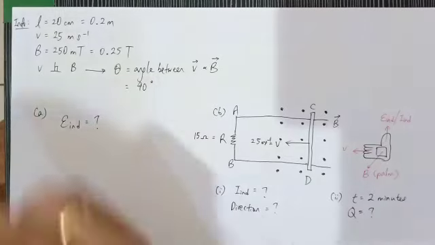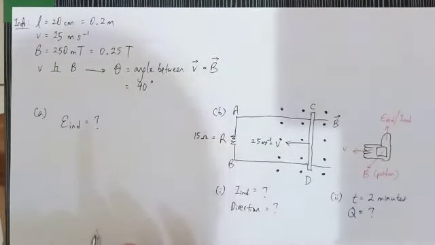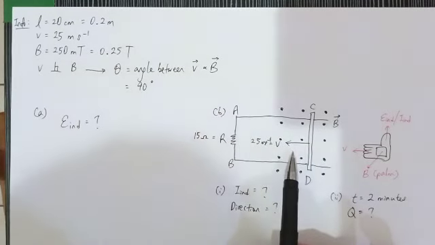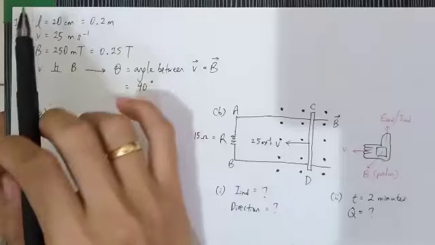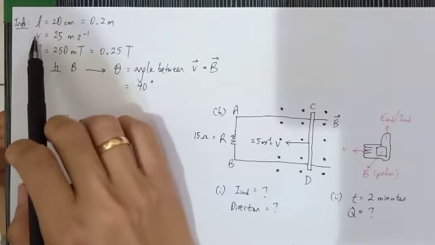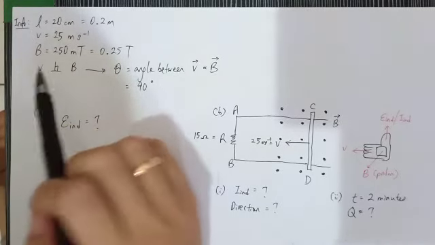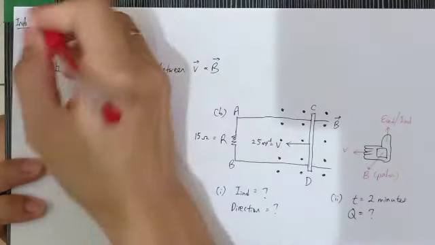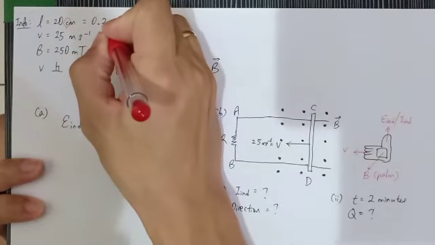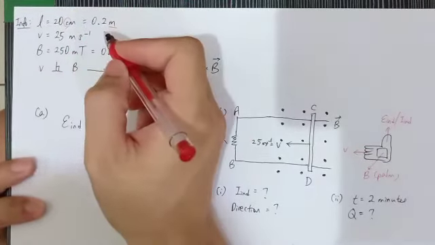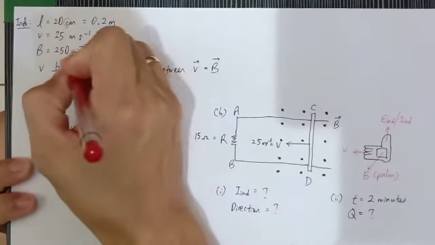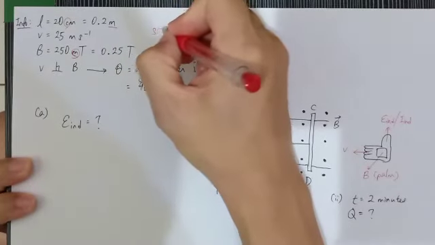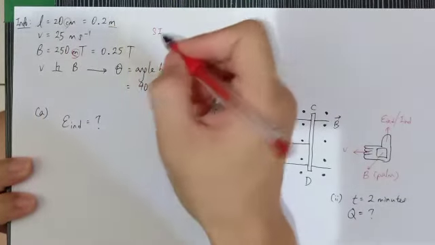So the information. This is a question about the induced EMF for a moving conductor. The information given is the length, velocity, magnetic field, and the angle theta. So remember, you must change all to SI units, centimeter to meter, millitesla to tesla. All the units need to be converted to SI units.